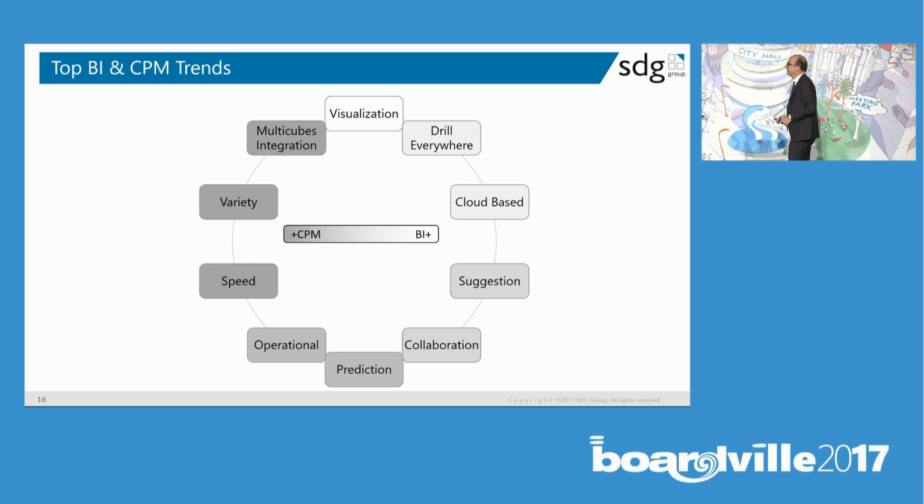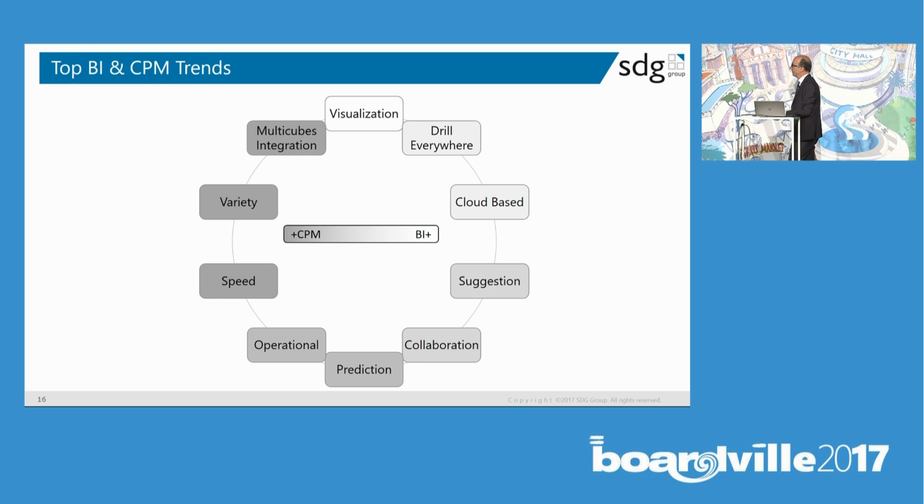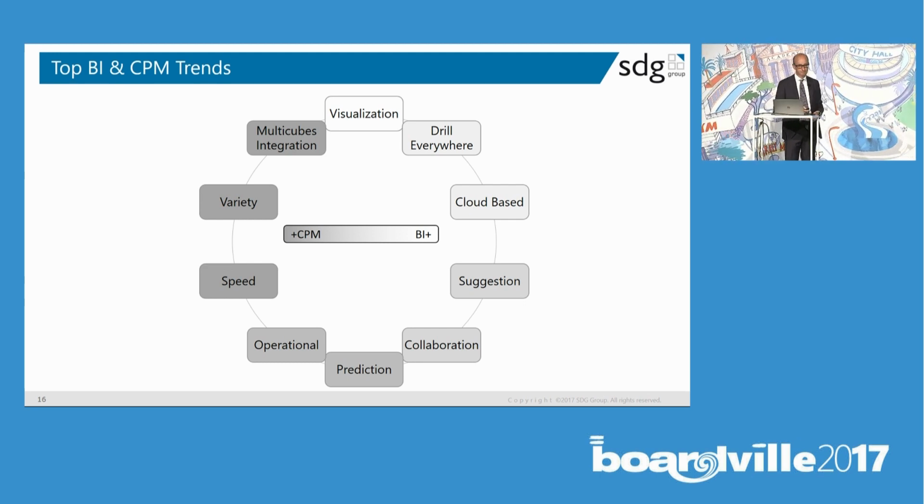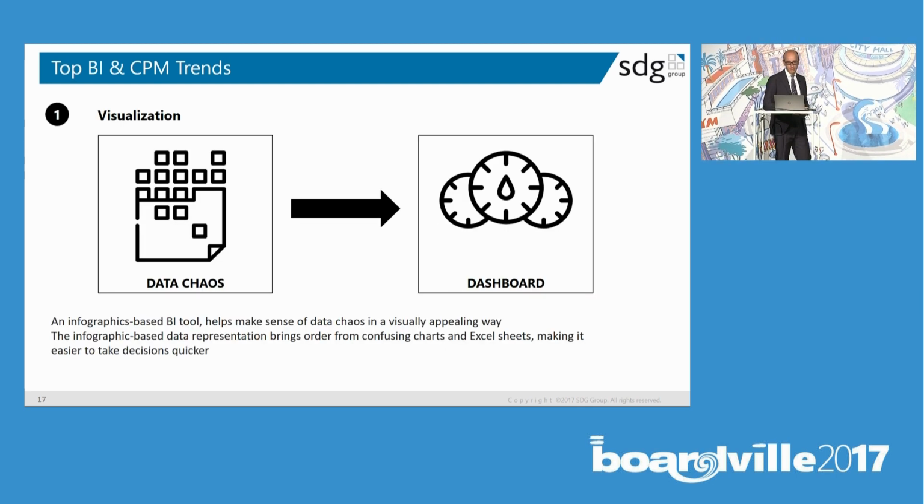The darker the area, the more importance for CPM instead of BI. The first one is visualization. Visualization, in my opinion, is the number one characteristic that a BI tool must have.